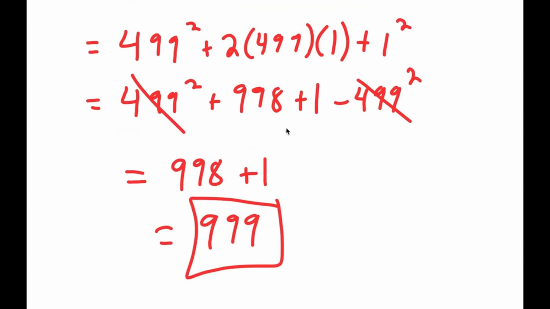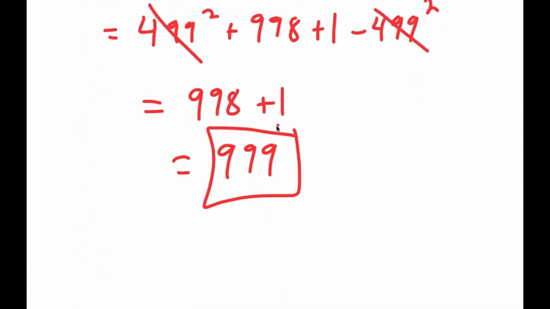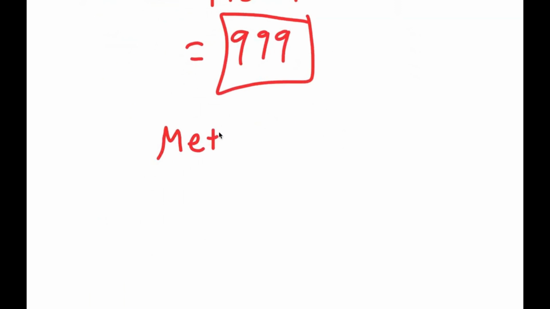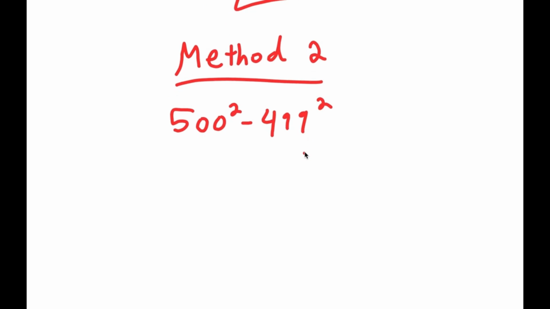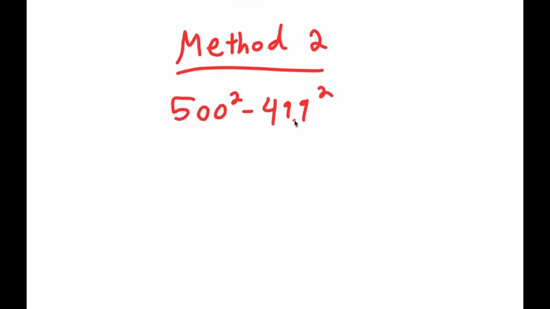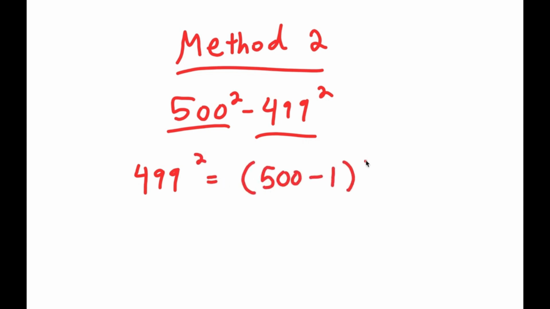So that is the first method of solving this problem. Now for method 2, I'm going to rewrite my problem. 500 squared minus 499 squared. And now this time, last time we rewrote 500 squared, right? This time I'm going to rewrite 499 squared. So 499 squared is the same thing as 500 minus 1 squared.